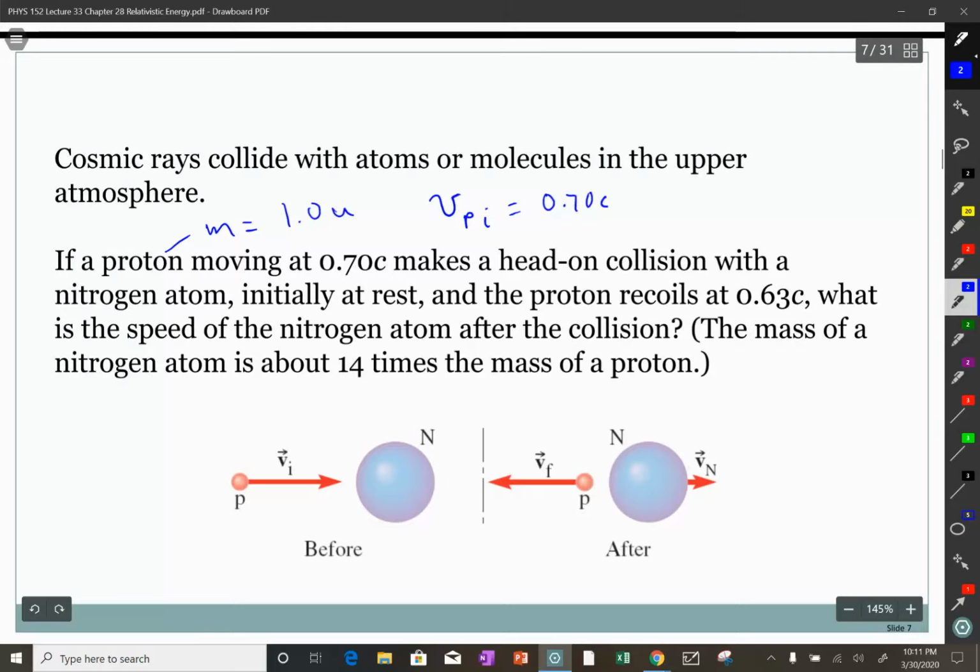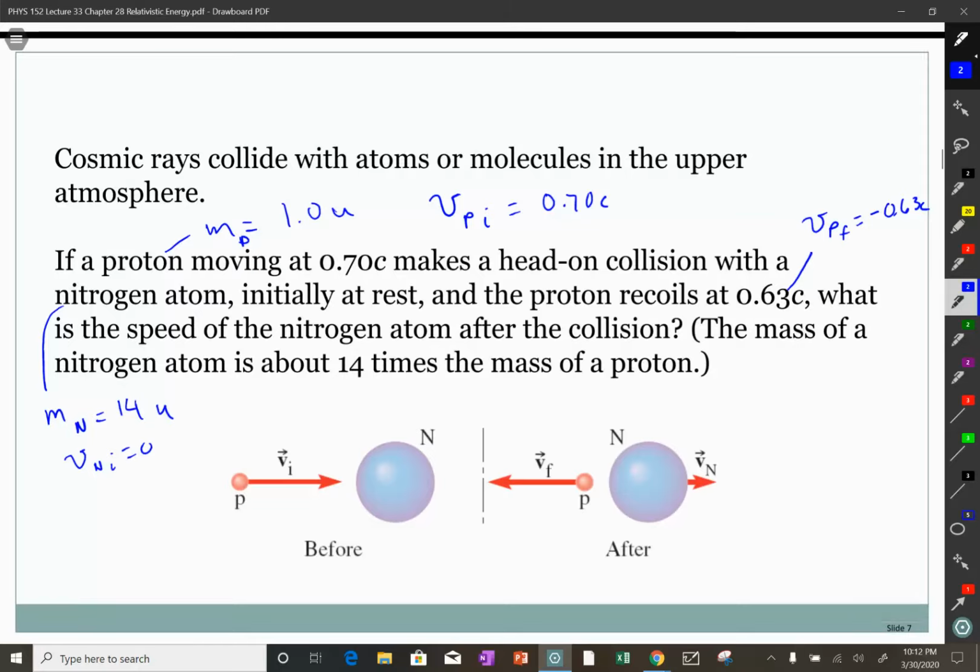And it has a head-on collision with a nitrogen atom. So the mass of nitrogen is equal to 14 u. It's initially at rest, so the speed of the nitrogen initial is 0. And then the proton recoils at 0.63 c. Now, note it recoils. So the speed of the proton final is minus 0.63 c. Minus because of the recoil. It's going back, same direction it came from. So the opposite direction. And now the question is, what's the speed of the nitrogen after the collision?